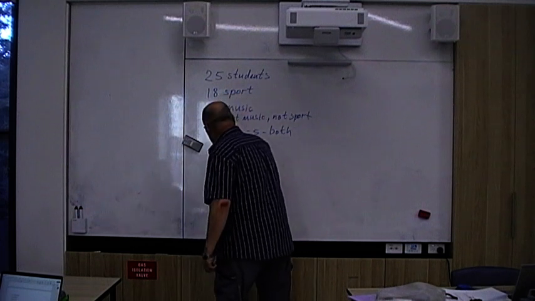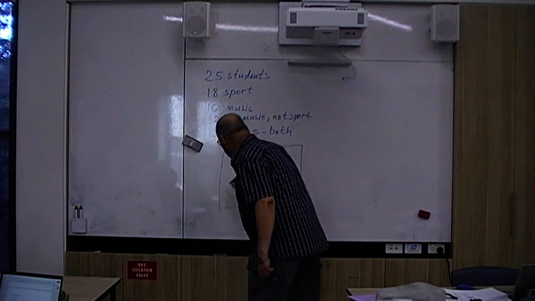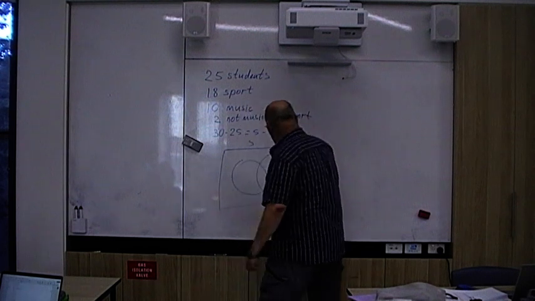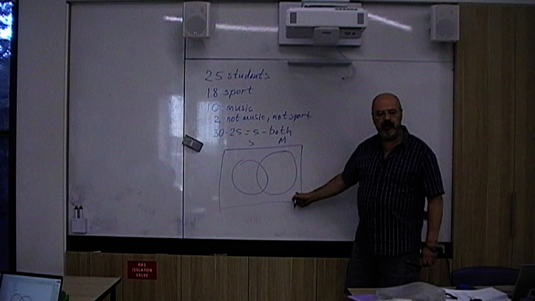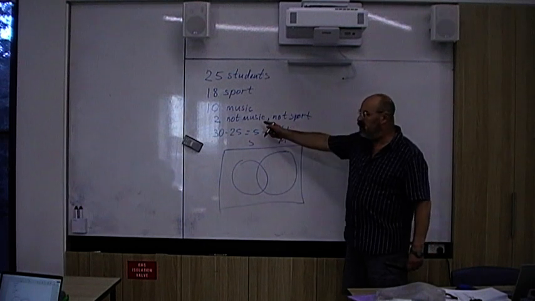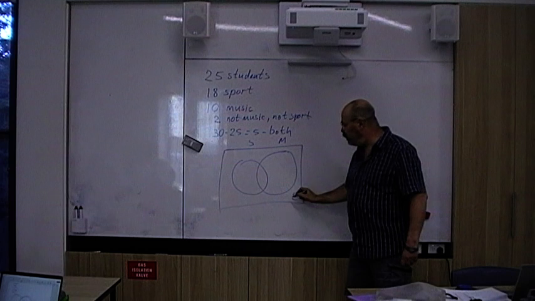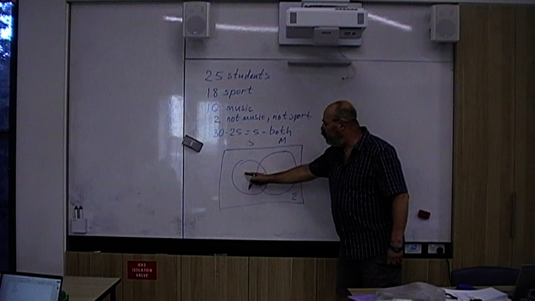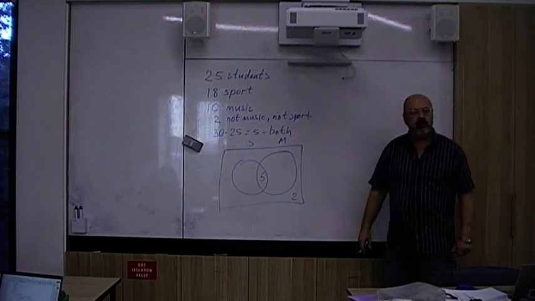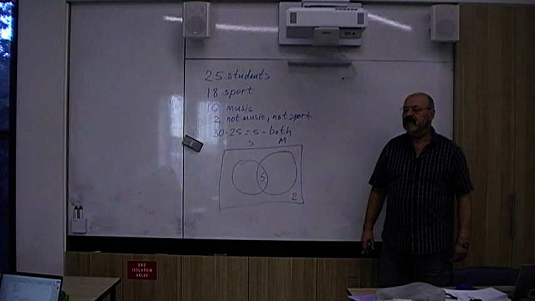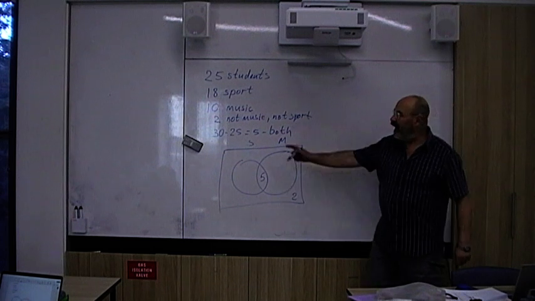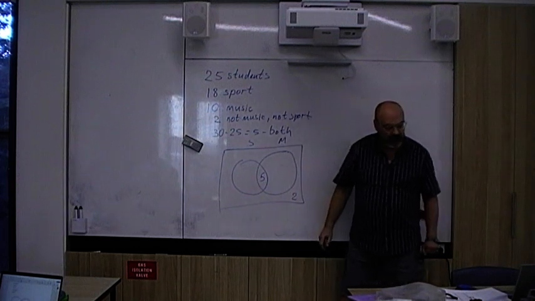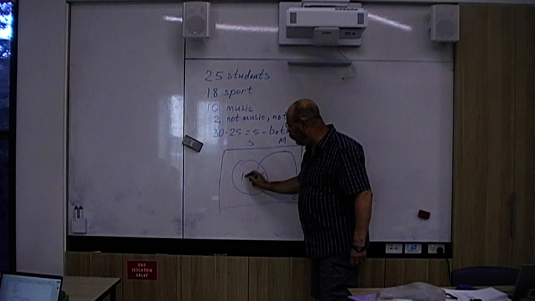How can we then represent this in the Venn diagram? We have sport, music. What do we put here, not doing sport, not doing music? We have 2. How many do both? This is both, 5. Here we put sport only. How many do sport only? 13. 18 doing sport, but out of those 18, 5 doing both. So 13 doing sport only.